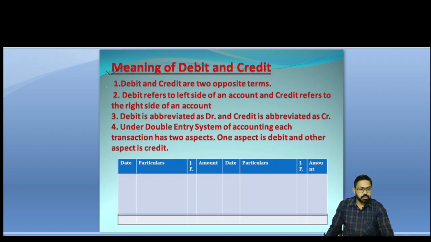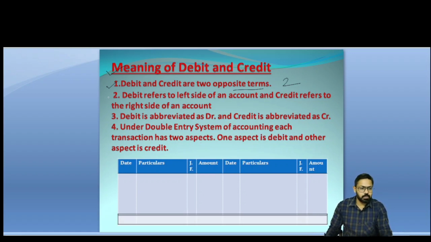So first, debit and credit are two opposite terms. Let's talk about the words debit and credit. Debit and credit have no meaning by themselves. They are just sides, like a coin. Whenever we use a coin, there are two sides, tail and head. Like that, each and every transaction has two sides, and these two sides are mentioned by the words debit and credit.